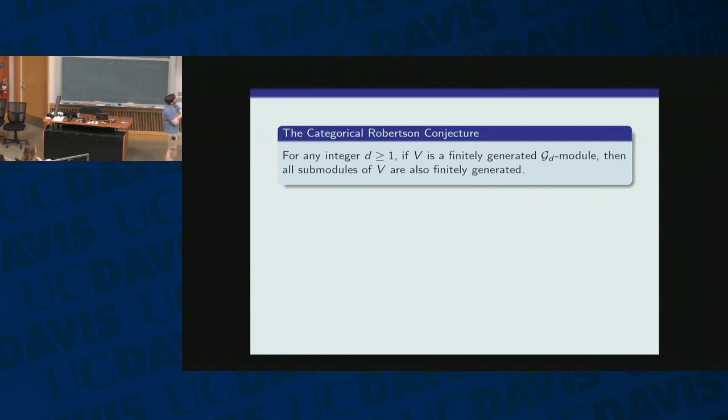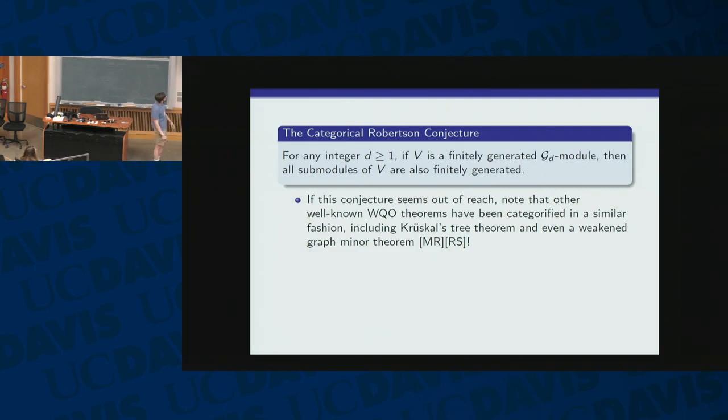For any integer d greater than 1, if v is a finitely generated GD module, then all submodules of v are also finitely generated. Now, I didn't explicitly tell you what a submodule was, but I think you can guess. If a GD module is a collection of groups with these natural maps, then a submodule is just a collection of subgroups for which the maps just restrict in the natural way to be the maps. OK. So if you take a finitely generated thing, then the submodules are finitely generated.